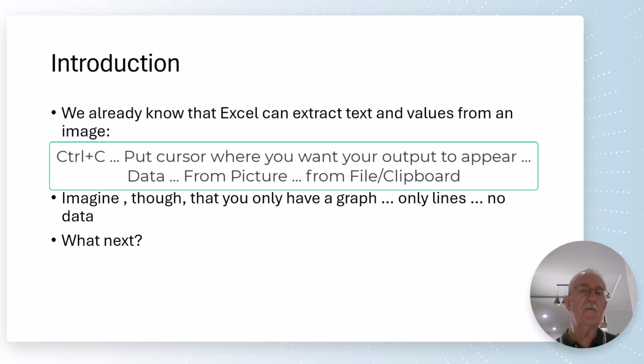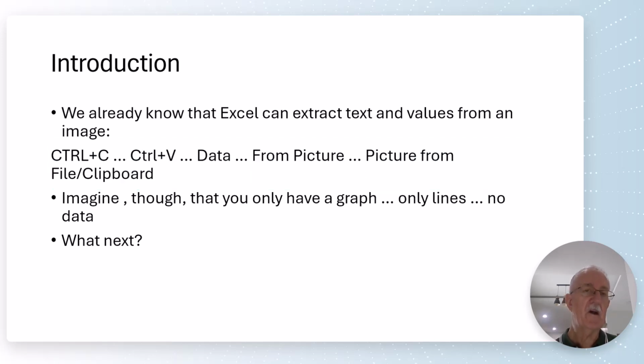We already know that Excel can extract text and values from an image. For example, put an image in Excel somewhere, Control C, data from picture, picture from file or clipboard. In this case, we're using clipboard. Imagine though, you only have a graph. You have the axes, the scales, but you only have the lines. You don't have any data.